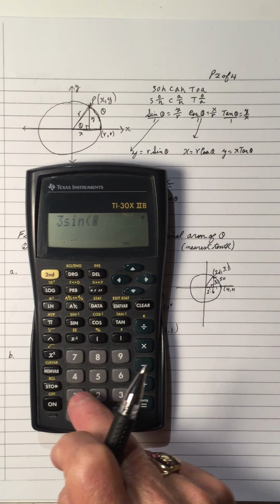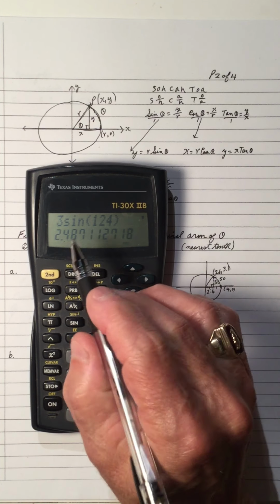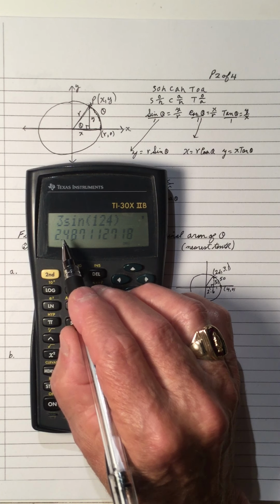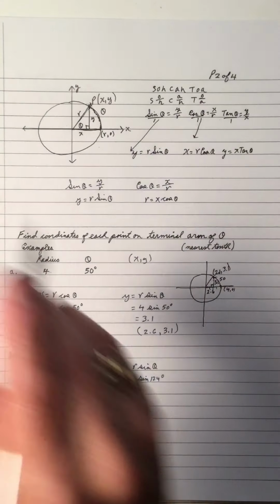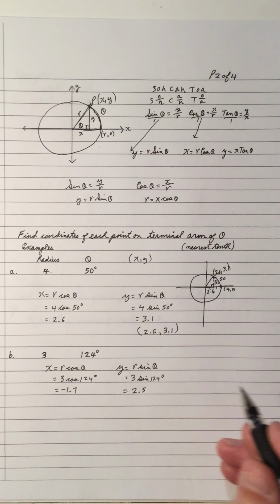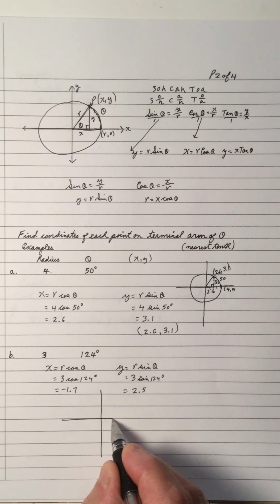3 sine 124. And we get 2.5, as the digit after is greater than 5, so 1 added on to 4 gives me 5, so 2.5, positive. And just a little explanation on that. Let's draw a little diagram to see if everything is okay.